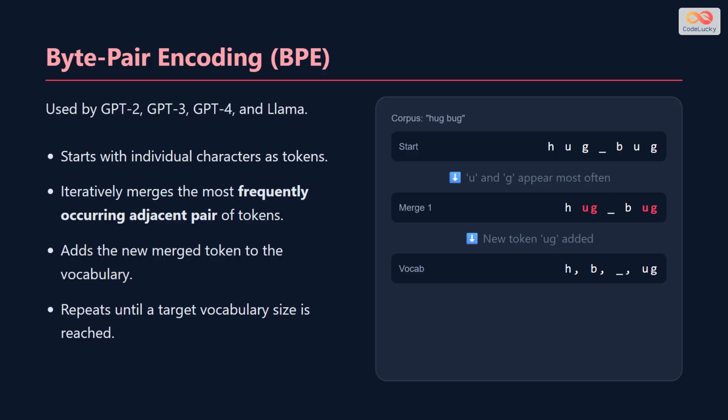The most popular algorithm for this is called Byte-Pair Encoding, or BPE. It is used by the GPT family of models and Llama. It starts by looking at individual characters and then iteratively finds the most frequent pair of characters next to each other. It merges them into a new token. It keeps doing this, merging pairs over and over, building up a vocabulary of common subwords and full words.